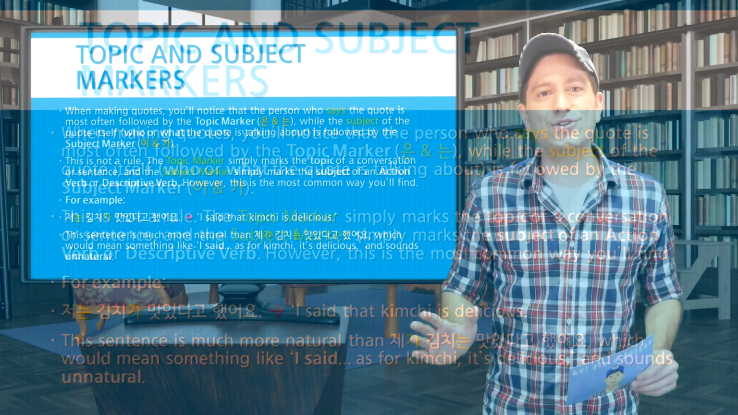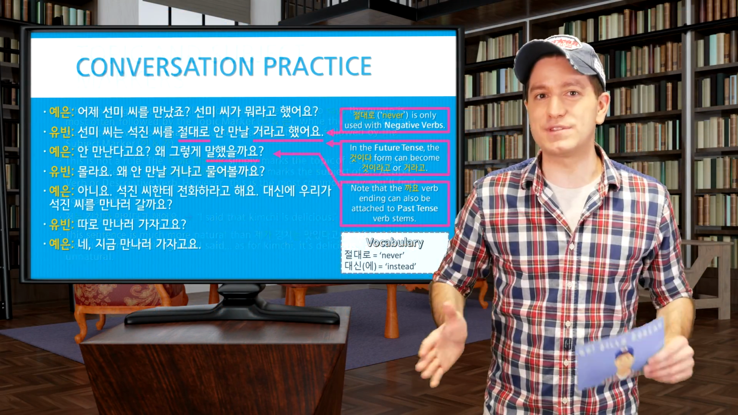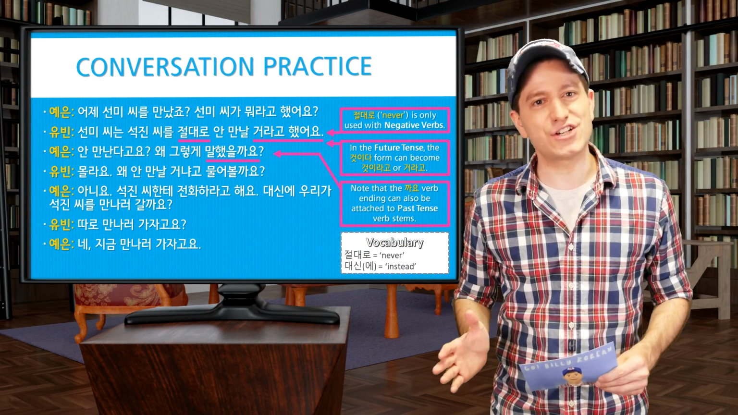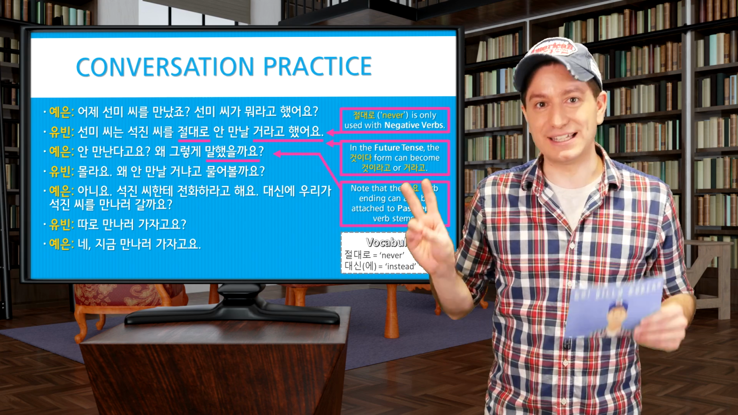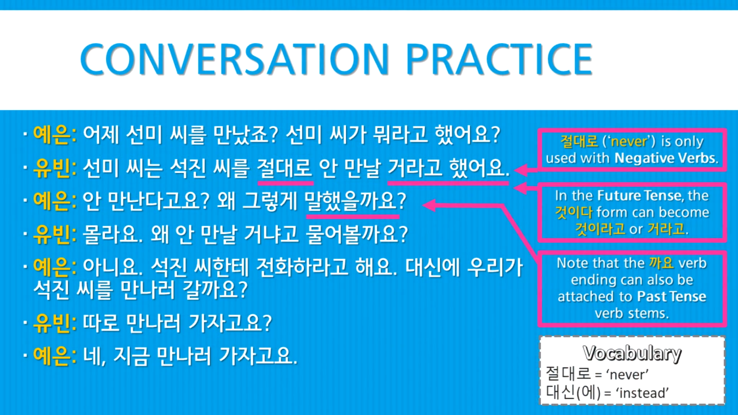Okay, so let's do some practice using all of the forms that we've learned today in a conversation. Here we have two people, 예은 and 유빈. First, 예은 says, 어제 선미 씨를 만났죠? Yesterday you met 선미, right? 선미 씨가 뭐라고 했어요? What did 선미 say?